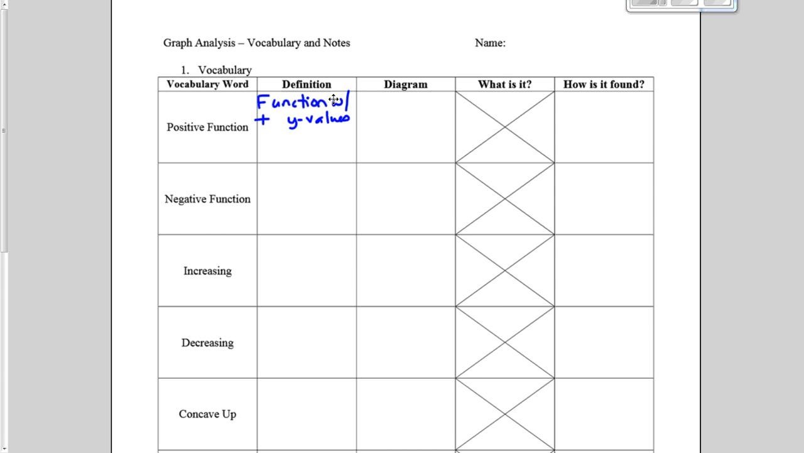That also would mean that the graph is in the first and the second quadrants. The diagram, any kind of a sketch where everything is positive is good. Okay. And how is it found? Graphically, it's got to be above the x-axis.